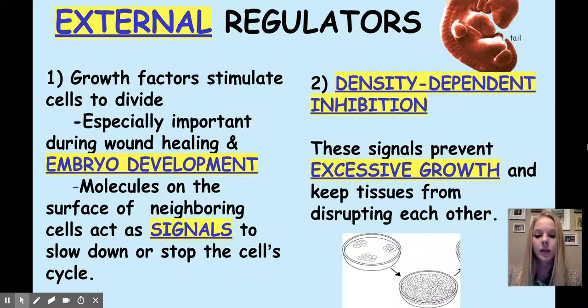These are proteins that respond to events outside of the cell. Growth factors activated by neighboring cells stimulate cells to divide. This is especially important during fetal development. Another external factor called density-dependent inhibition sends a signal for cell division to end when cells touch each other. This prevents excessive growth. Normal cells continue to grow until they contact other cells.